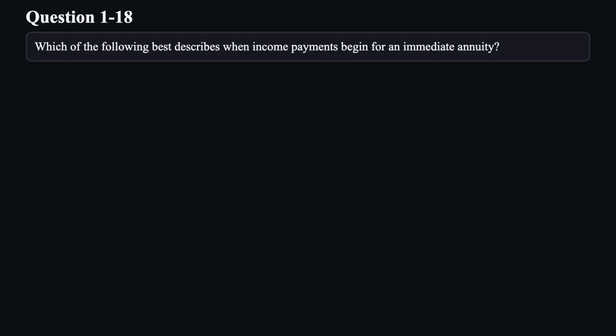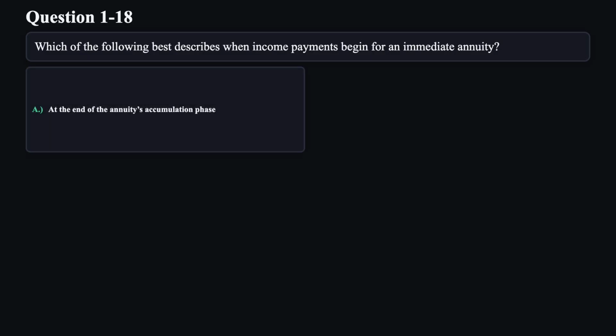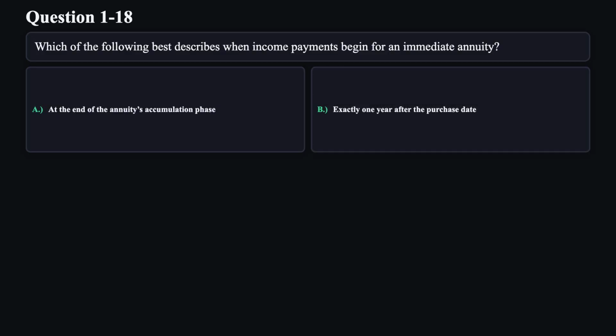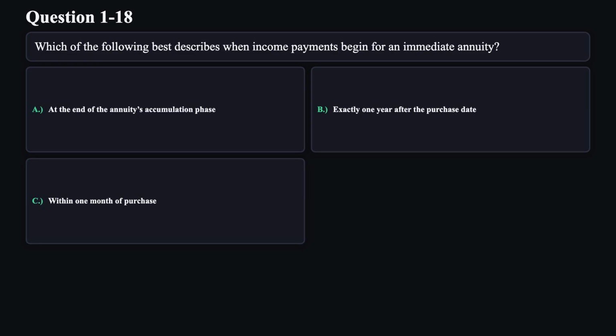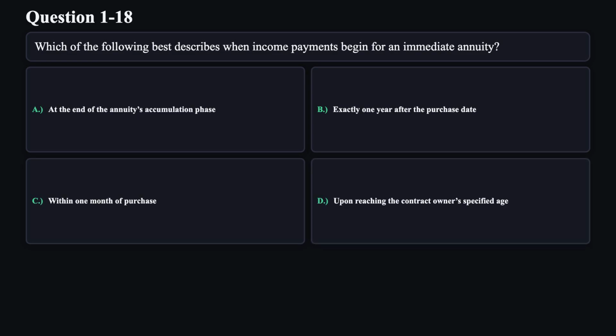Question 18. Which of the following best describes when income payments begin for an immediate annuity? A. At the end of the annuity's accumulation phase. B. Exactly 1 year after the purchase date. C. Within 1 month of purchase. D. Upon reaching the contract owner's specified age.